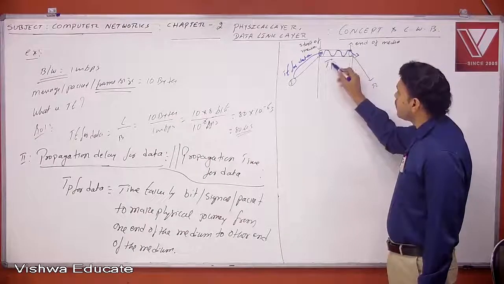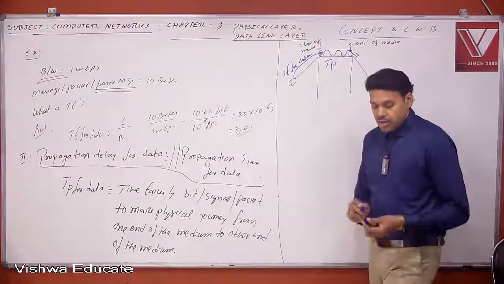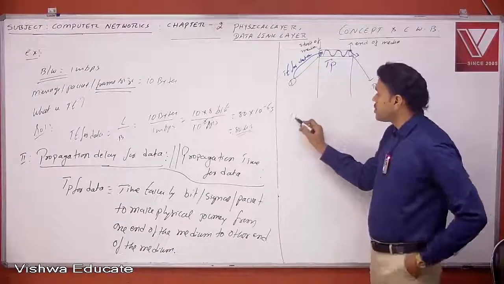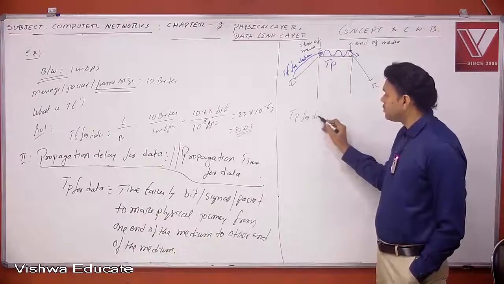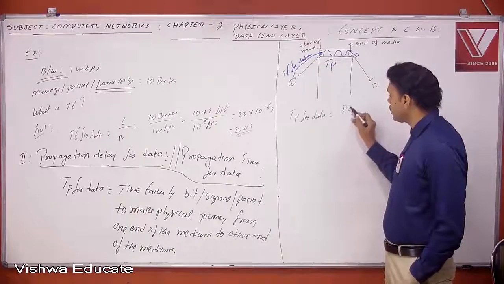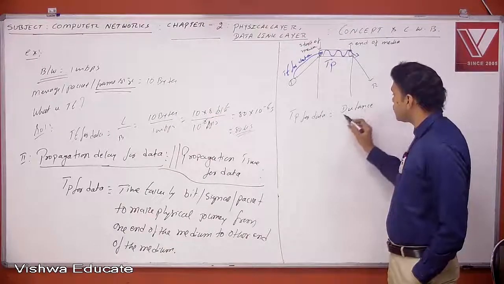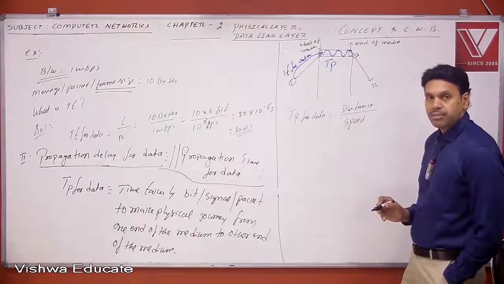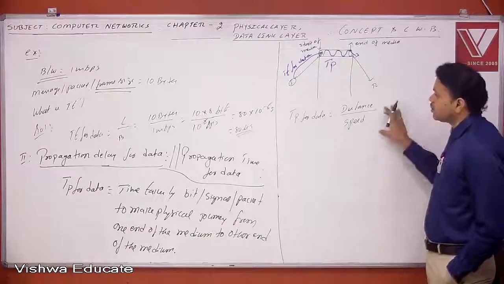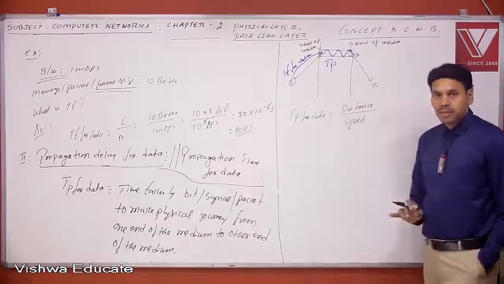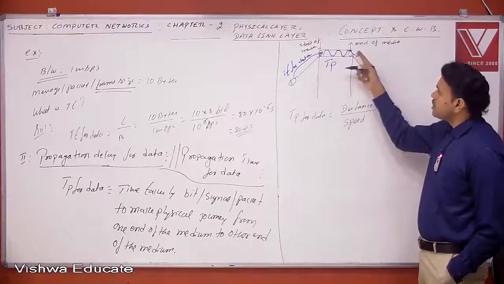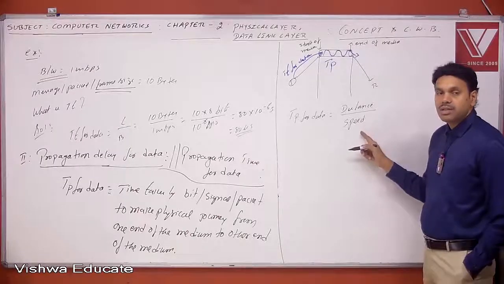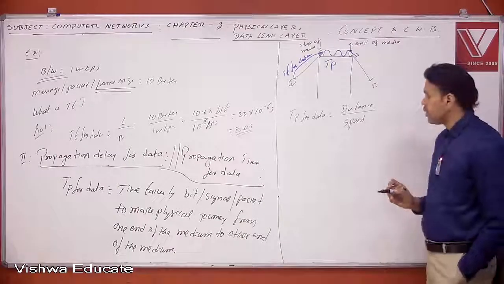This is known as what? TP. So therefore, this propagation time TP for data depends upon how much distance the signal is transmitted by using the speed of the medium. So this is the rule for what? Propagation time. How much distance the signal has traversed from one end of the media to the other end of the media with the speed of the medium.